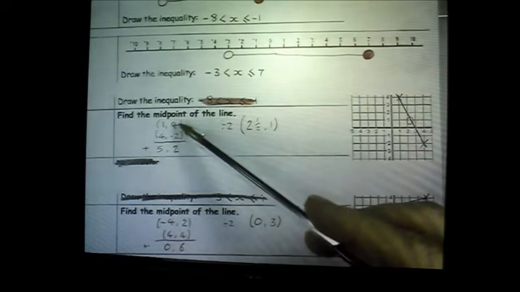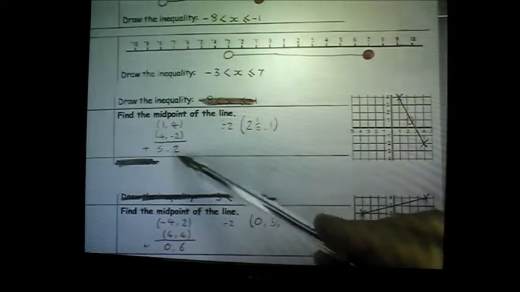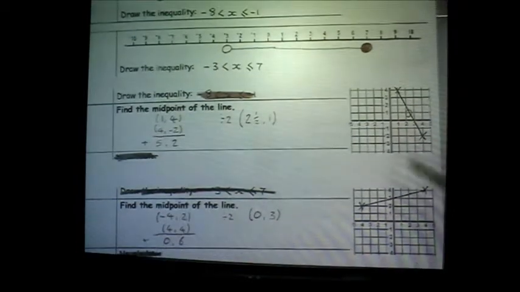And you're going to find basically the mean average, so what's in between them. So you're going to add them up and you're going to halve it. So there's my adding up for it. 1 add 4 is 5. 4 add negative 2 is 2, and then you halve it. So it's 2.5, 1, or divide by 2 there. And that's what I've circled there.